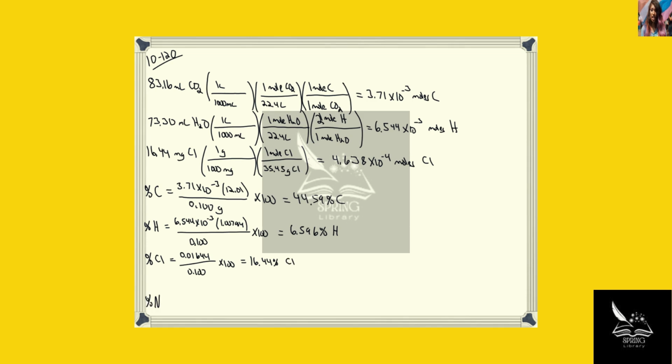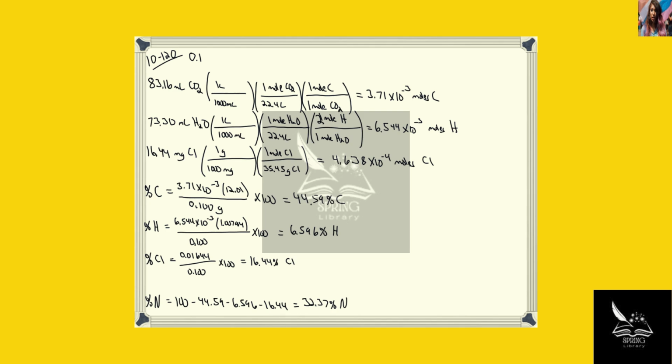Now that we know the percent of everything but nitrogen, and all the percentages should add up to 100, we can calculate the percent that is nitrogen by subtracting the percents of everything else from 100, and the remaining percentage should be the percent that is nitrogen, 32.37% nitrogen. But to get the empirical formula, we need to know the moles of all of them coming from the 0.1 gram sample.